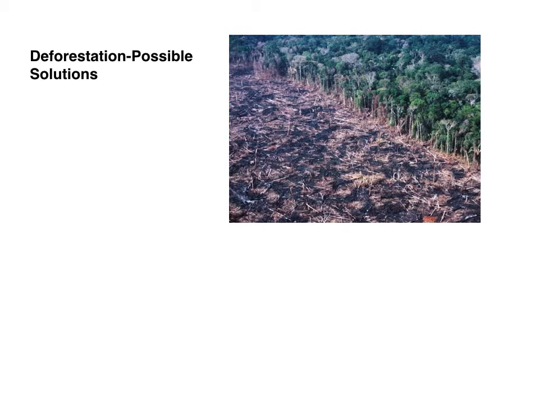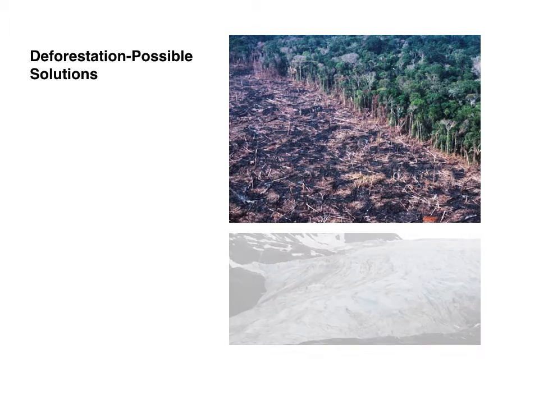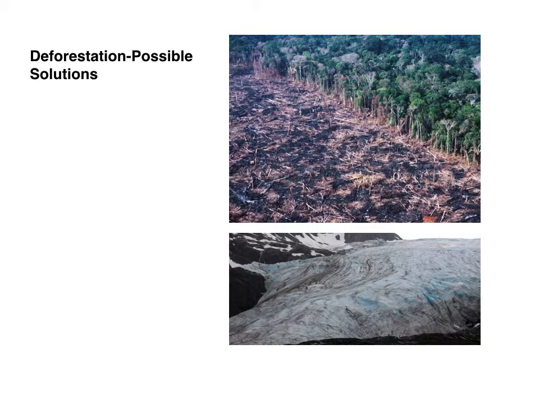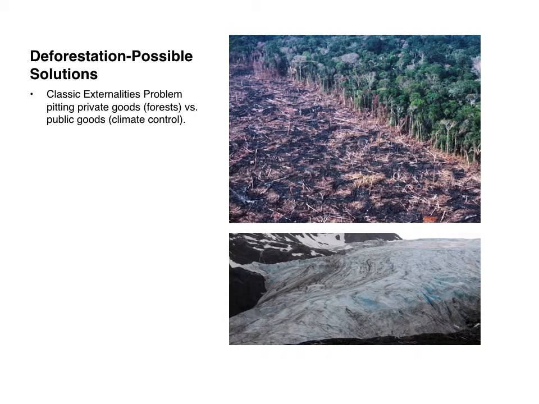Our next one is deforestation, and here we have deforestation in the Amazon forest and the melting of glaciers. Certainly, to slow the melting of glaciers, like this one in Alaska, we may need to slow deforestation in places like Brazil. So one definitely leads to the other. And this is a classic externalities problem. It pits private goods or private property rights versus public goods climate control.